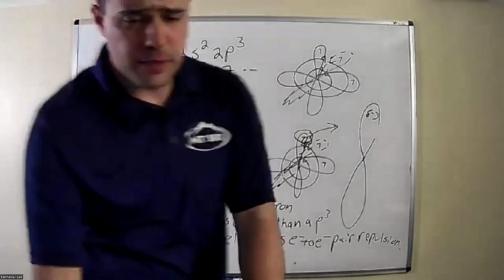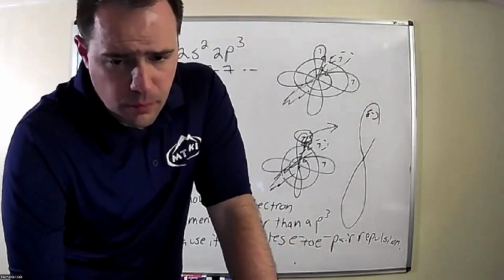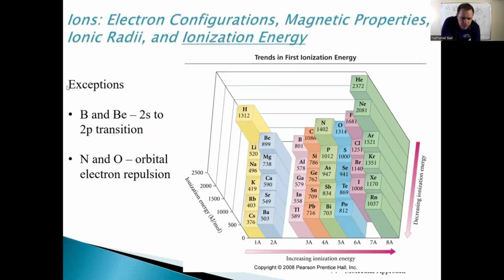So let's go back and look at these trends. We can now explain what's going on here. We said that when you go from the S to the P, you get a drop because these guys are now shielding the P electrons. And when you go from a P3 to a P4, you get a drop because when you remove an electron from a P4, you eliminate electron-electron pair repulsion for the entire P subshell. So yeah, that's what's going on there. That's good stuff.